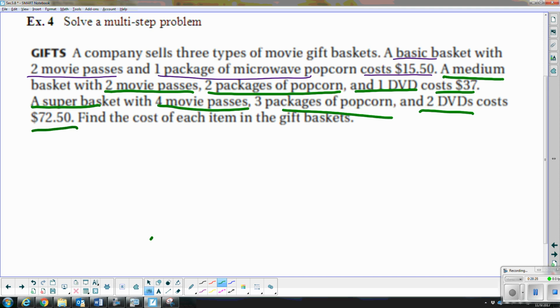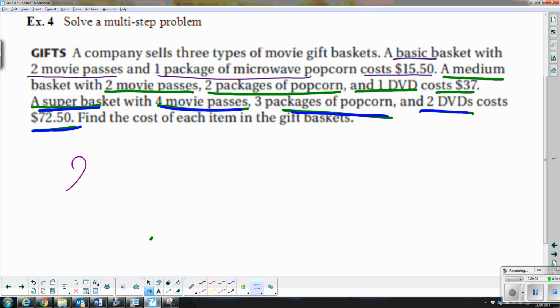So our first equation is basket A. Okay, that's the purple. Oops, I should have done this in a different color. Okay, so the purple basket, the first one, basket A, it's a basic basket. It has movie passes, popcorn, DVDs, and a cost.